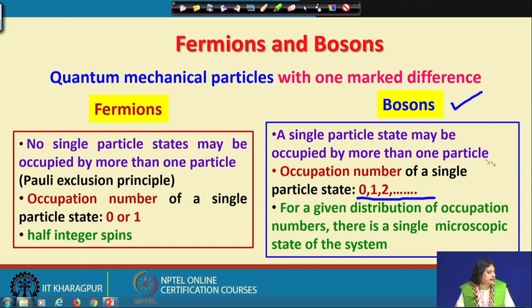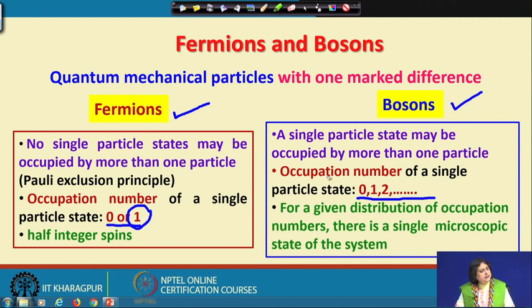Now, if I look back, in the case of fermions, a single particle state has only two possibilities. Either it is empty, that is the occupation number is 0, or it is singly occupied, which means that this particular state is associated with only one particle.